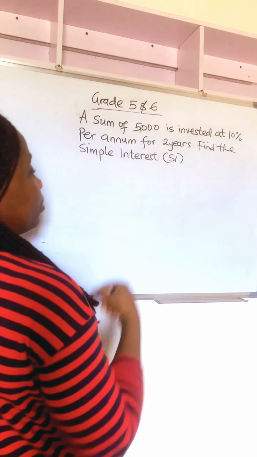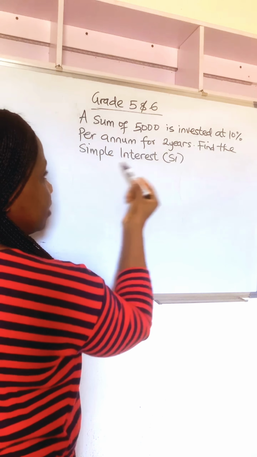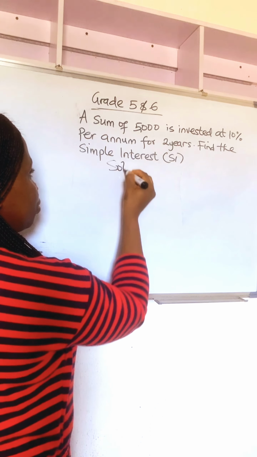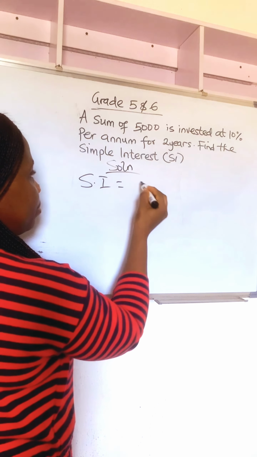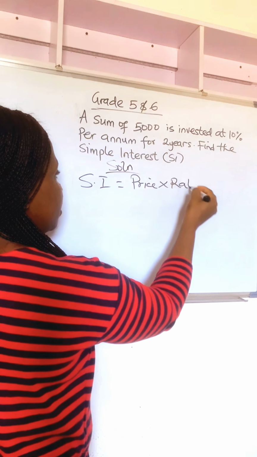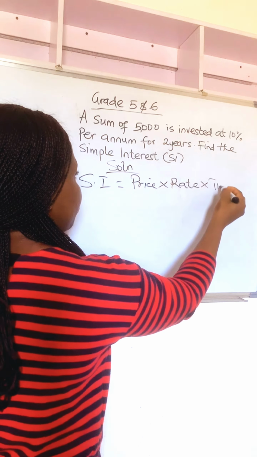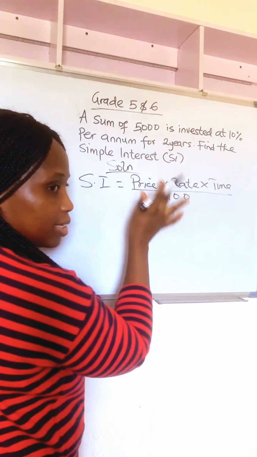The sum of 5,000 is invested at 10% per annum for 2 years. Find the simple interest. Solution: Let's use our formula for finding simple interest. We have principal times rate times time over 100. This is the formula.